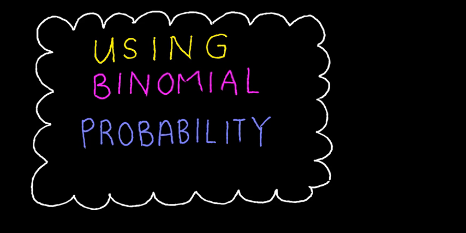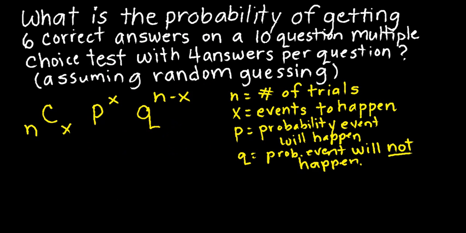This is a quick video reviewing binomial probability with one example question, which is: what is the probability of getting 6 correct answers on a 10-question multiple choice test with 4 answers per question? An example would be the typical question where you've got to pick from A, B, C, or D. And this is going to assume completely random guessing.